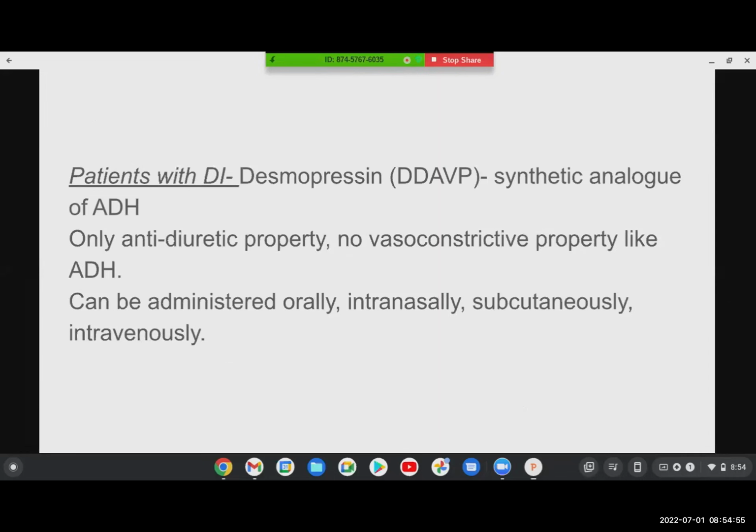Okay, sir. Patients with DI should be treated with desmopressin, which is a synthetic analog of ADH, but with only antidiuretic property and no vasoconstrictive property like ADH.